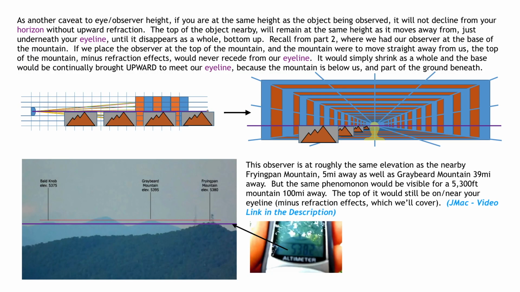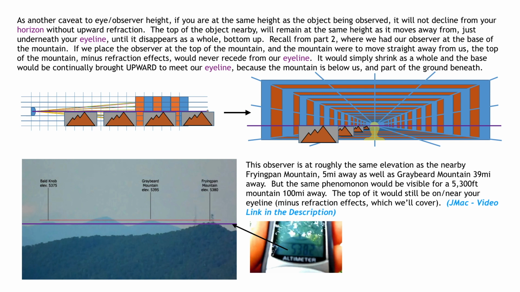So as another caveat to eye observer height, if you are at the same height as the object being observed, again, it will not decline from your horizon without some kind of upward refraction. The top of the object nearby will remain at the same height as it moves away from you, just underneath your eye line, until it disappears as a whole, bottom up.